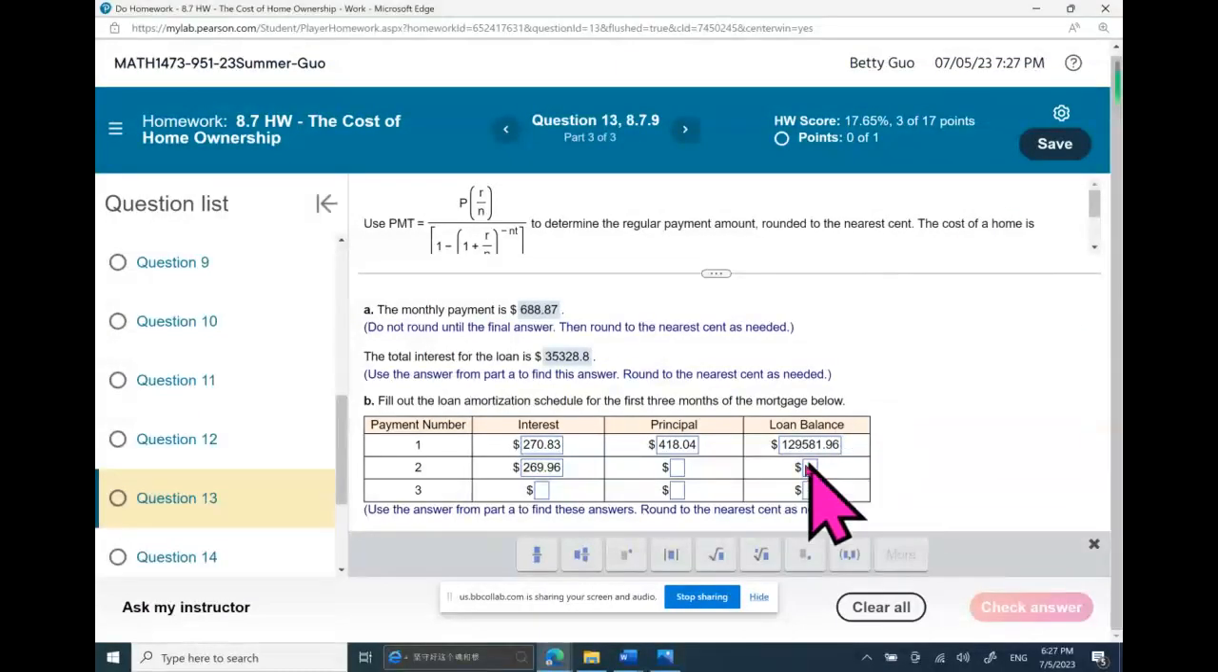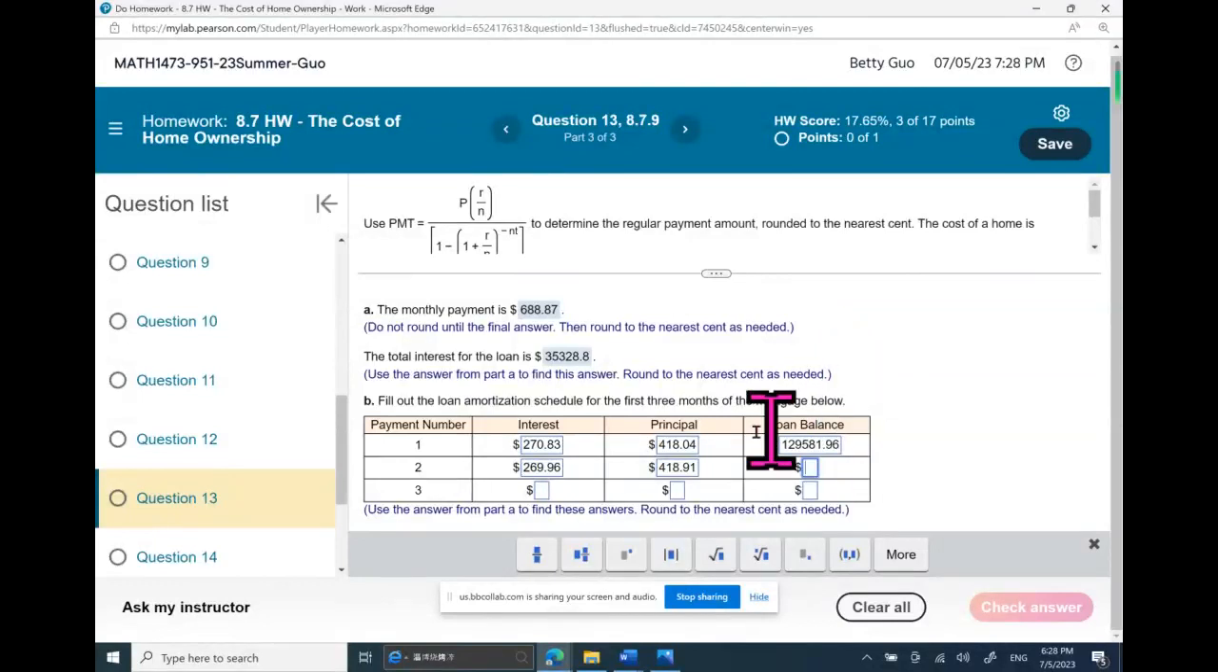418.91. Yeah, hold on. I wasn't entering, so let me do it again. 418.91. So as you can see, your principal should go up and your interest every month should go down, even just a little bit. Okay, how do we find the loan balance of the second month?